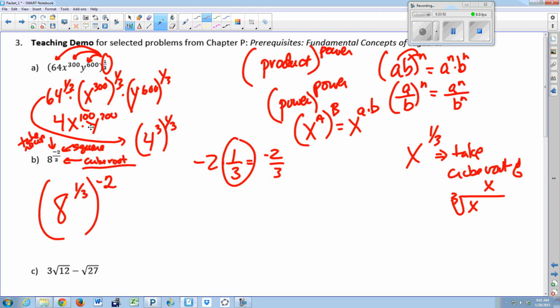And if I take the cubed root of 8, I get 2. And then 2 to the negative 2 says square me and then put me downstairs. So I'm 1/4. Okay. So that should help you with number 6 on the first page if you didn't get through number 6. Any questions on this?